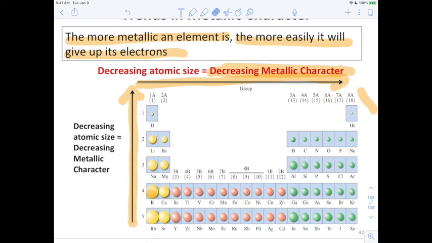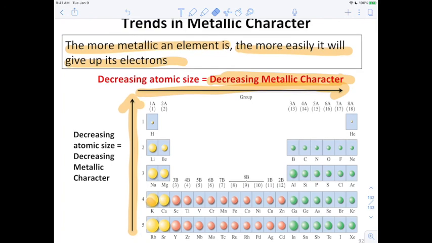So I know it's kind of an unusual definition for metal because we do think of it as something that can conduct electricity, something that's very shiny, something that's very dense, but this is our chemistry definition here. So any questions on anything here for metallic character?